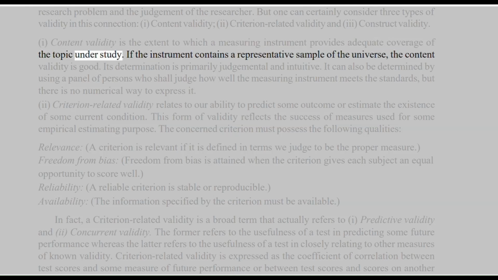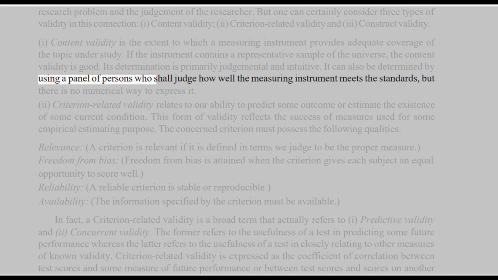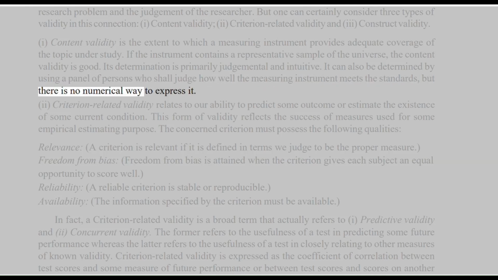If the instrument contains a representative sample of the universe, the content validity is good. Its determination is primarily judgmental and intuitive. It can also be determined by using a panel of persons who shall judge how well the measuring instrument meets the standards, but there is no numerical way to express it.